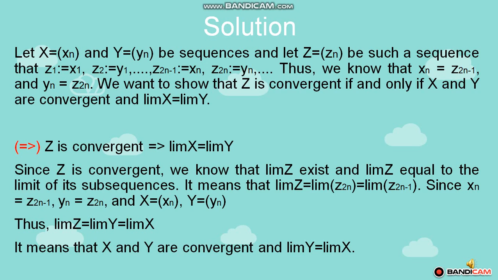Since Z is convergent, we know that limit Z exists, and limit Z equals the limit of its subsequences. It means that limit big Z equals limit z2n equals limit z2n-1. z2n is for even Z, and z2n-1 is for odd Z. Since xn equals z2n-1, yn equals z2n, and big X equals (xn), big Y equals (yn), thus using substitution of all of the terms, we get limit big Z equals limit big Y equals limit big X. It means that big X and big Y are convergent, and limit big X equals limit big Y, or otherwise, limit big Y equals limit big X.